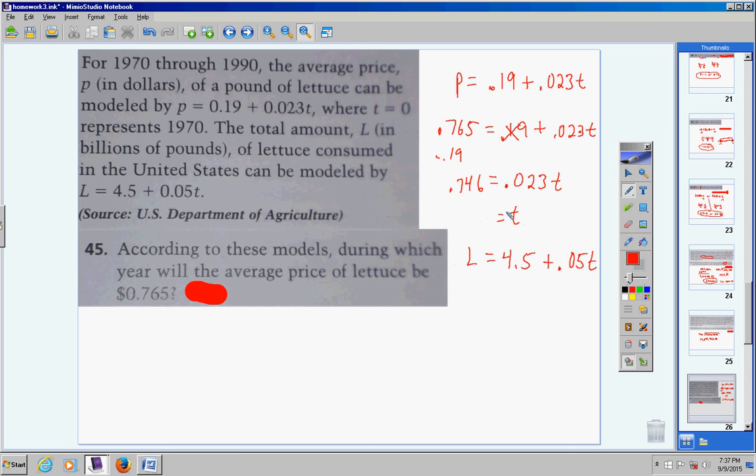And with my calculator, 0.746 divided by 0.023 gives me 32.4, okay? 32.4. So, and I don't think that's correct. So let me just see here real quick what I might possibly have done wrong.